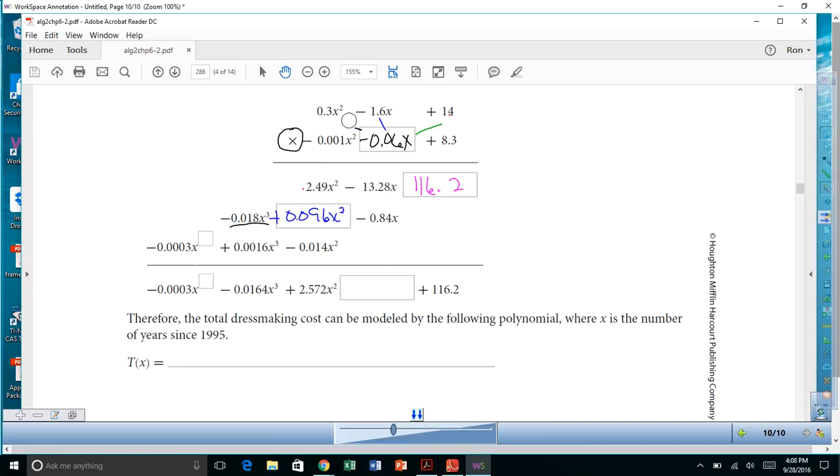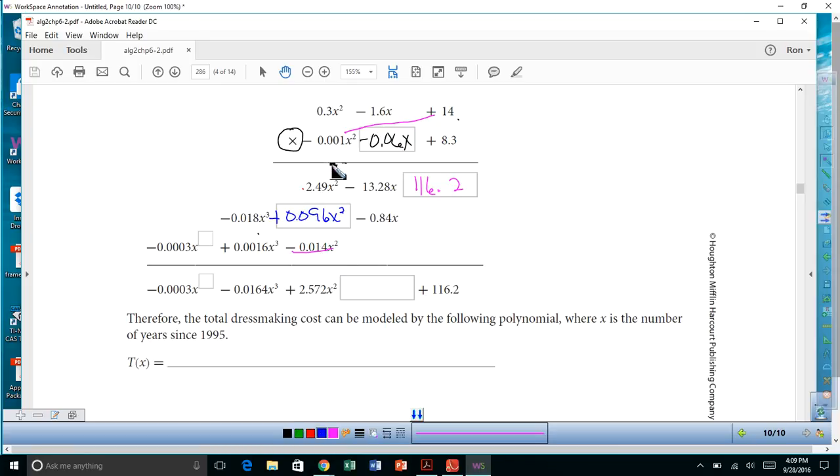Okay, again, let me move these lines here so we don't get confused. And all right, the last one. Now remember, this is a trinomial times a trinomial. The last one, we've got negative 0.001x squared times 14, and that's going to give us negative 0.014x squared. So we just moved the decimal places over too.